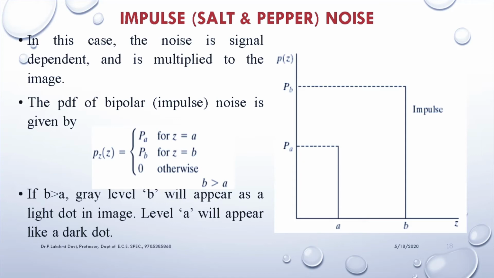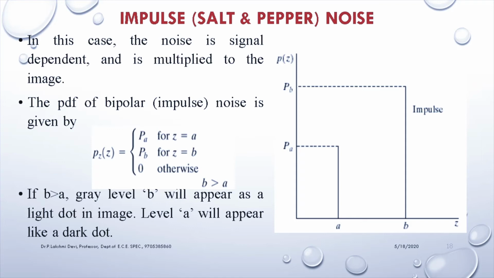If B is greater than A, what happens? If Z is less than A, what happens? Let us see. If B is greater than A, gray level B will appear as a light dot in the image. We know that gray levels of pixels vary from dark values to bright values along the x-axis. Closer to A, we consider them dark values. Beyond B, we consider pixel values closer to the bright values. That's given here: B will appear as a light dot in the image.